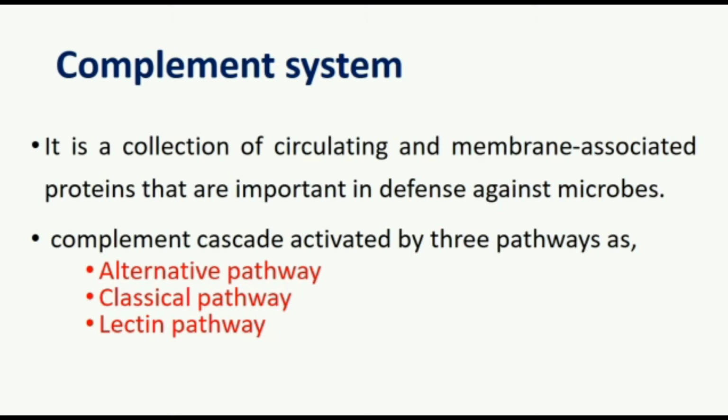The complement system is a collection of circulating and membrane-associated proteins that are important in defense against microbes. This system is composed of complement proteins, which are proteolytic enzymes, right? These proteins are important in defense against pathogens. So the complement cascade in our body is activated by three kinds of pathways: the alternative pathway, the classical pathway, and the lectin pathway.